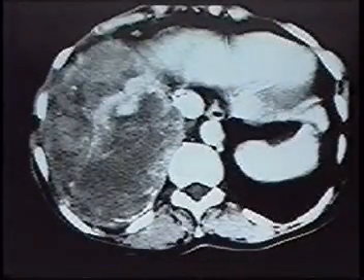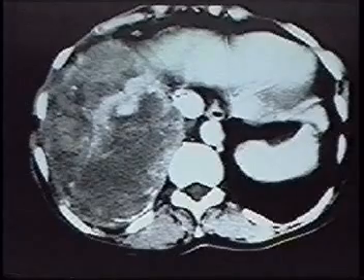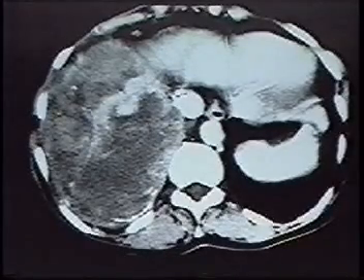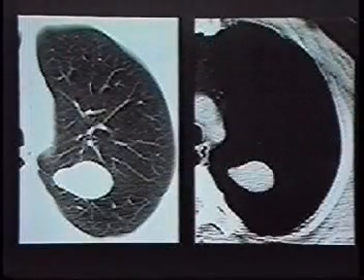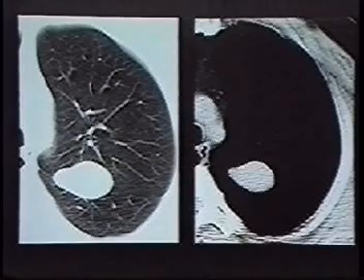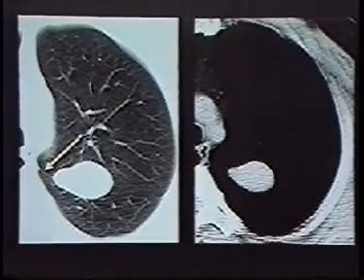Here's an example of a localized fibrous tumor of the pleura occupying most of the right hemithorax. Note the heterogeneous contrast enhancement of this mass. Another example of a localized fibrous tumor of the pleura with a well-circumscribed mass located within the left major fissure.